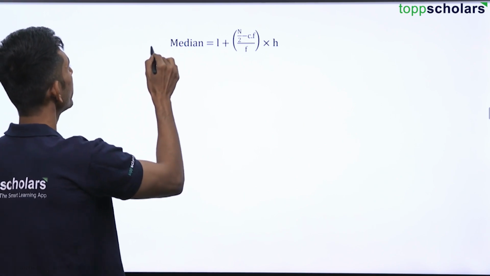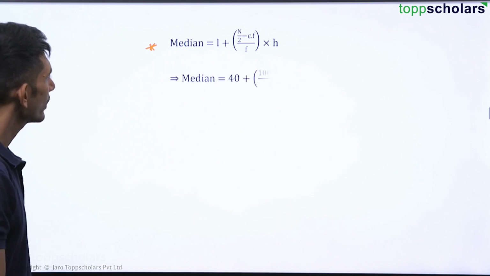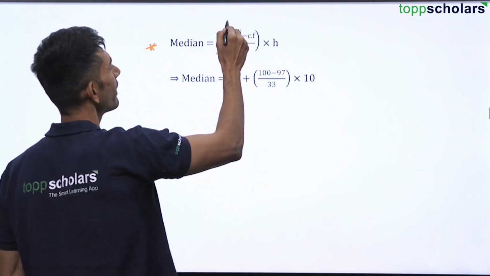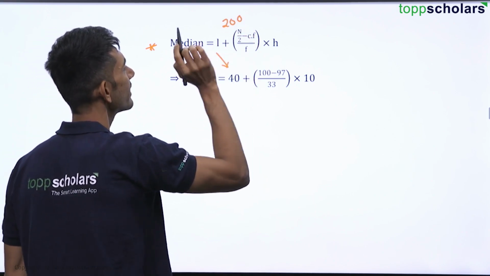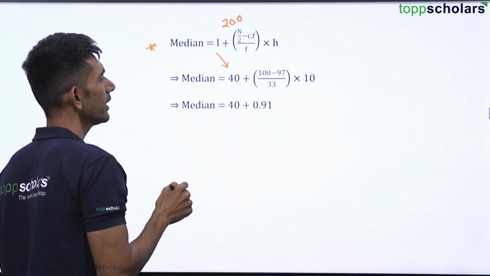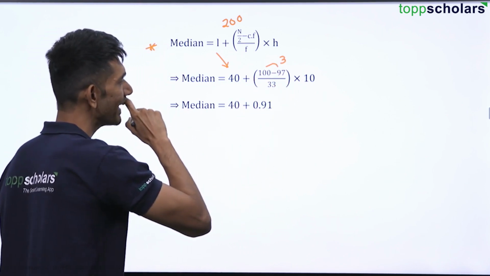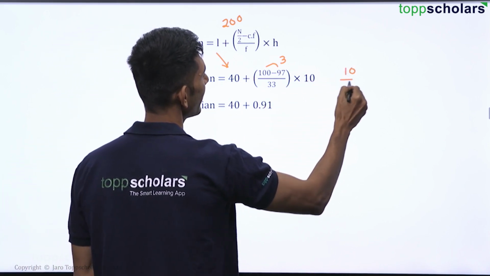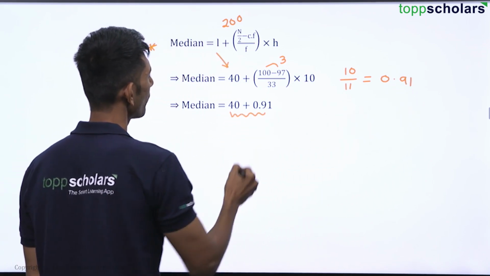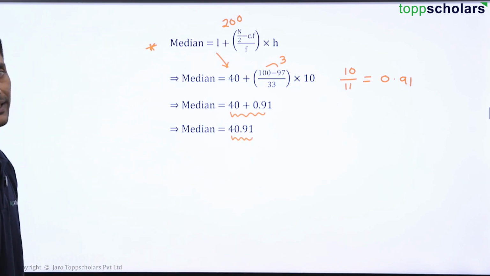Then use the formula for median. What is the formula to find out the median? L plus n by 2 minus CF by f into h. So L is 40 plus n by 2. N by 2 means 200 by 2 is 100, minus CF by f into h. F is 33, h is 10. So 40 plus this becomes 3. 3 by 33 is 1 by 11 and then 10 by 11 is 0.91. So 40 plus 0.91 is 40.91, correct? And that is the final answer.